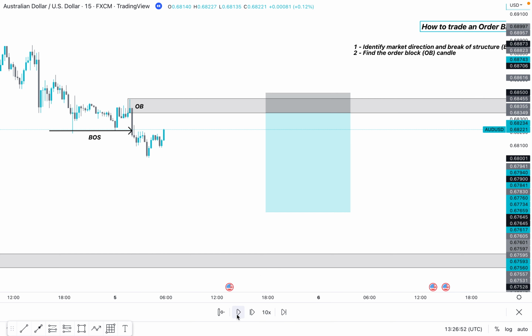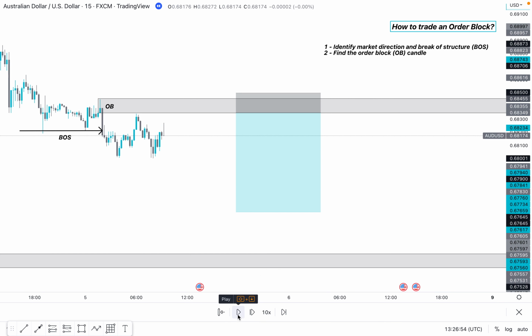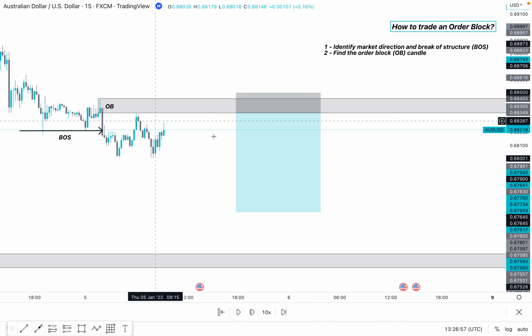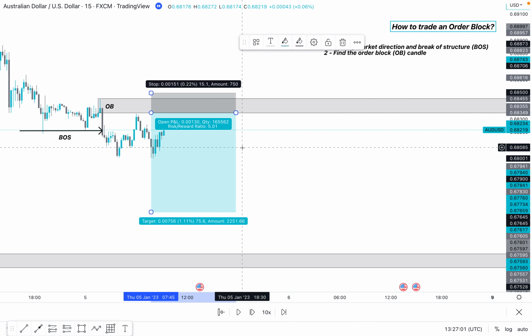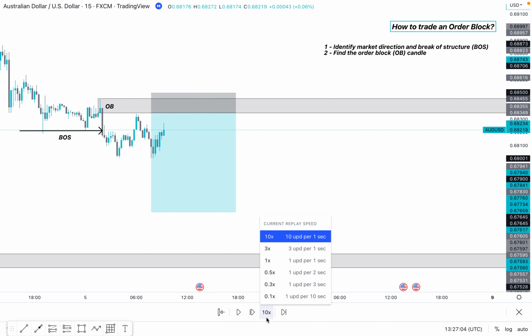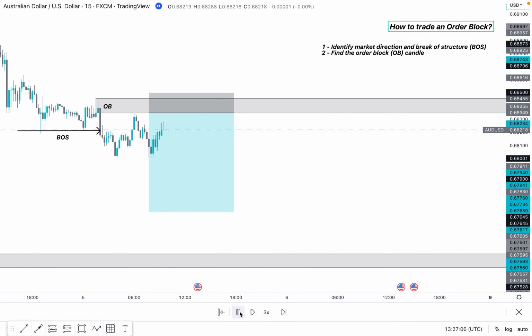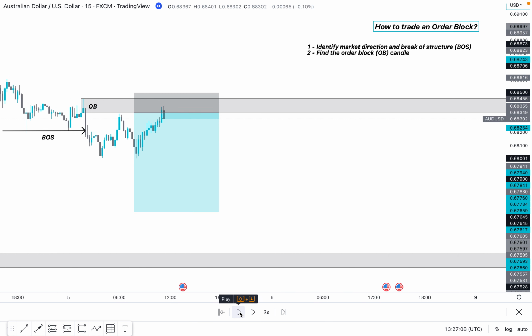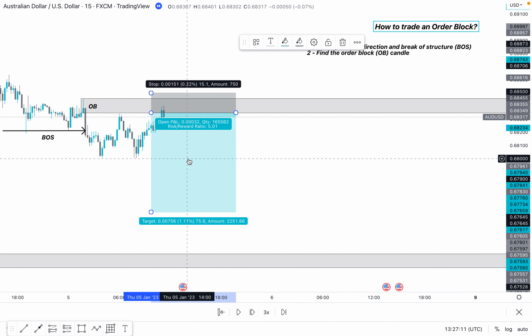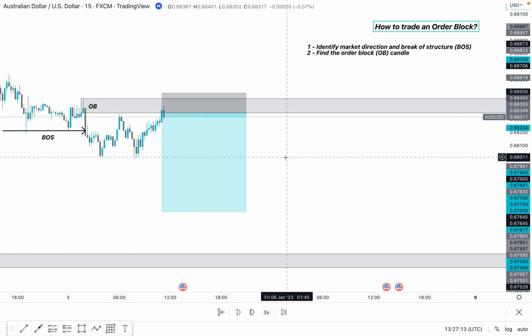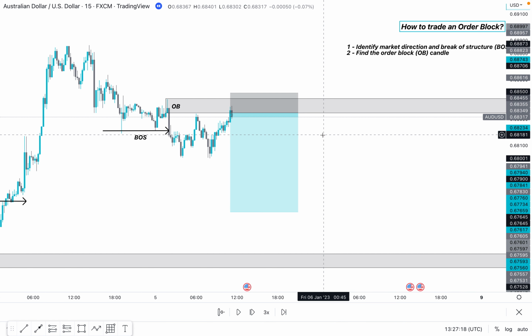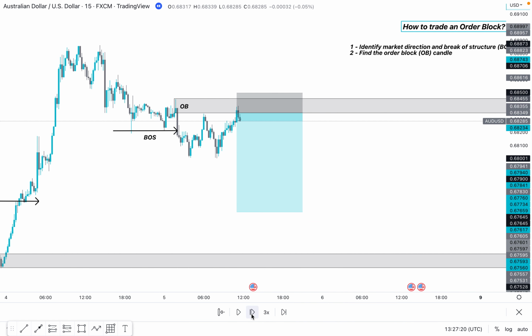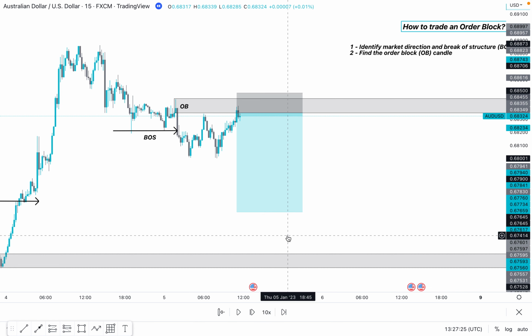So if I can just press play. Okay, we nearly got triggered in here, very close. As you can see, it's very close, but it just didn't come right up to our order block. So let's see if price does in fact reach our order block and trigger us in. Okay, so now price has triggered us in as it has entered the area that we were identifying. So now we are in this trade, and now we have to see what happens. Let's just speed it up.